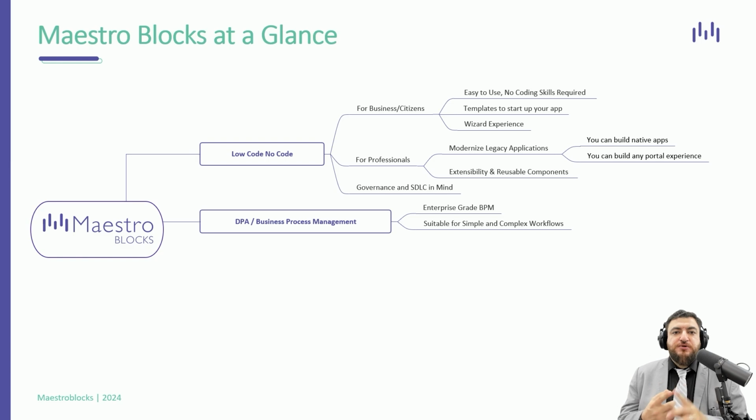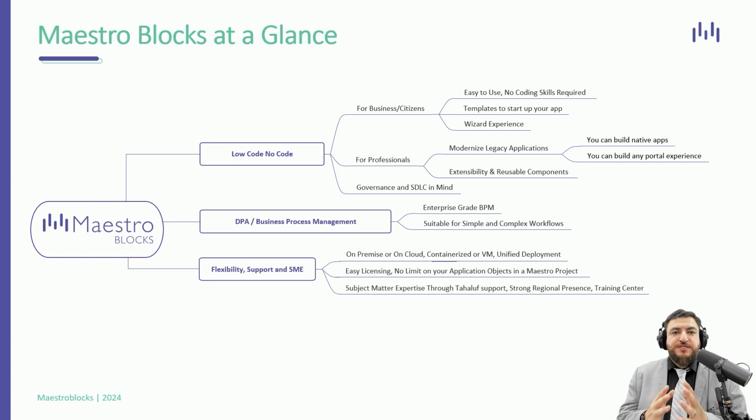What does that mean? It supports simple workflows. It supports also complex business workflows and enterprise-grade workflows with complex requirements of delegations, escalations, and similar. All of this is supported by flexibility and support and subject matter expertise. What does that mean? It supports on-premise deployment, on-cloud deployment, containerized deployment, unified deployment overall. It has easy licensing. There is no limit on the number of objects you want to create in your application. You have full-fledged flexibility within the project that you want to create.